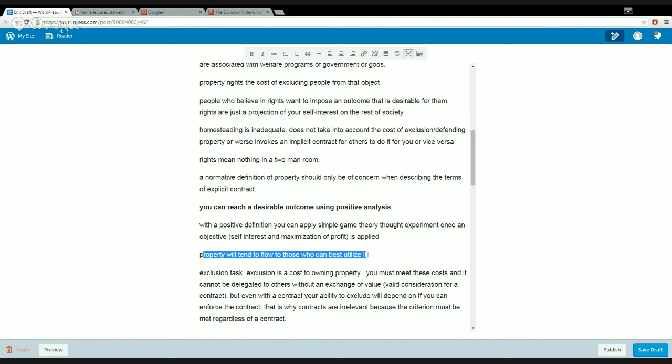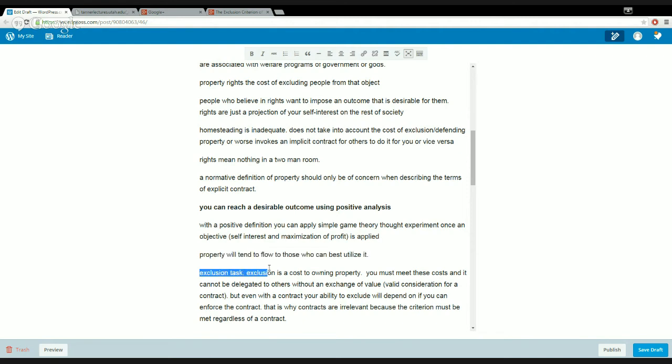And that's what causes desirable outcomes. This simple game theory thought experiment shows that all property will tend to flow where it's best utilized, and this will happen with numerous objects, almost an infinite amount of objects with an infinite amount of players, right? And all these players will tend to cooperate with each other to defend each other's property, and then you'll get some semblance of a society, a free market society, right?